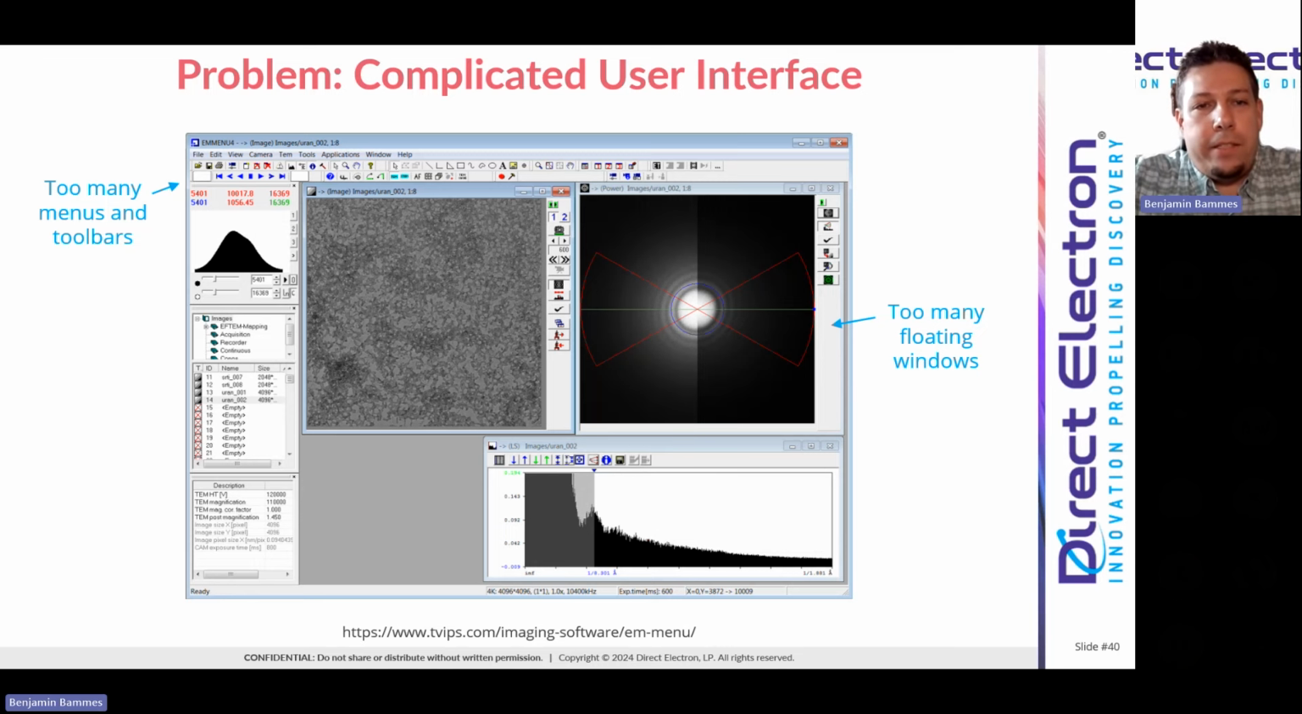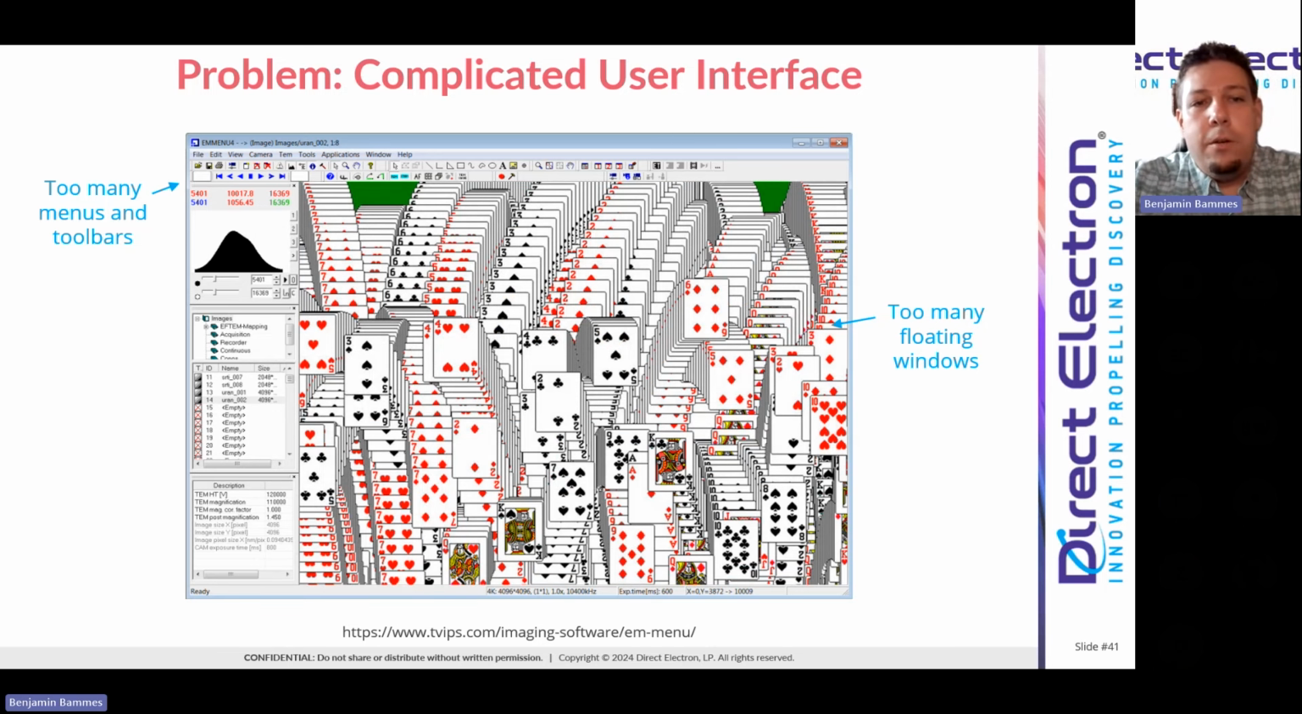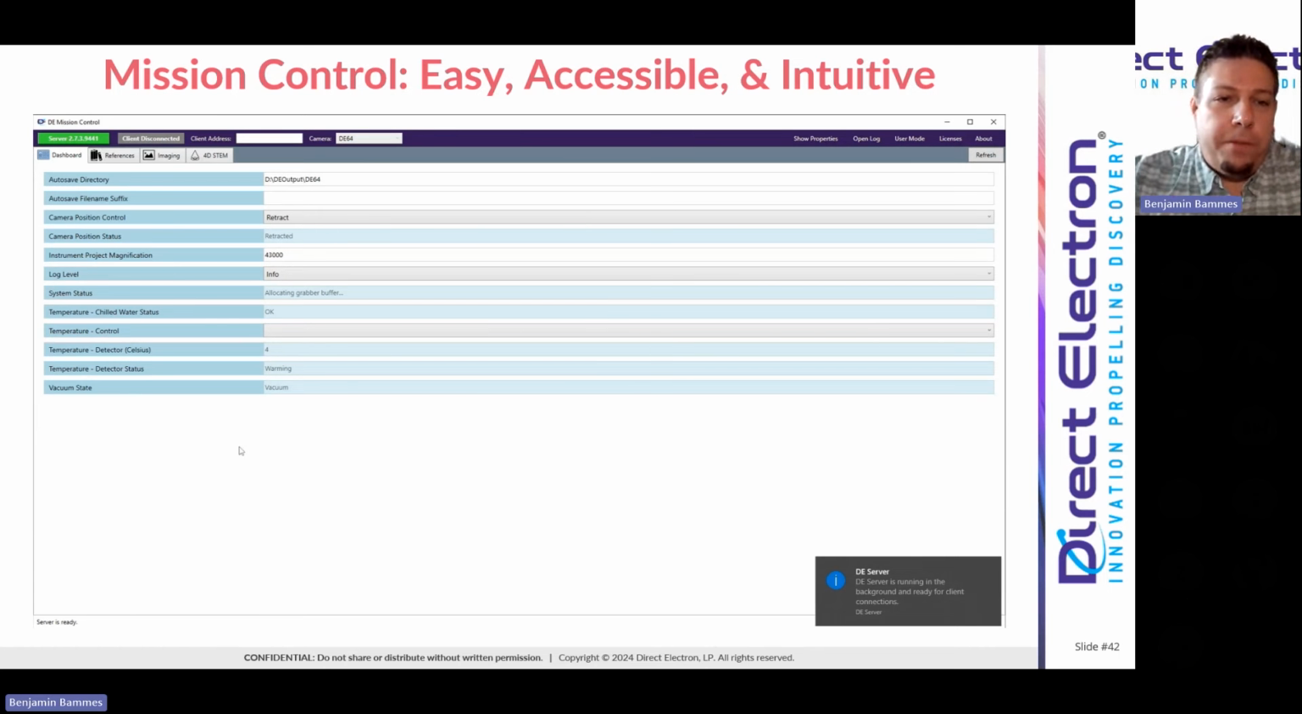And then you may have the situation where there's too many floating windows. I remember as a graduate student using the software to manually acquire data, and you would have every image pop up as a new window. And I sort of felt like it was the end of solitaire, where you have this endless number of copies of things. And it was really hard to figure out what window was what when I was doing the experiments. So we have really tried to simplify the user interface with Mission Control.